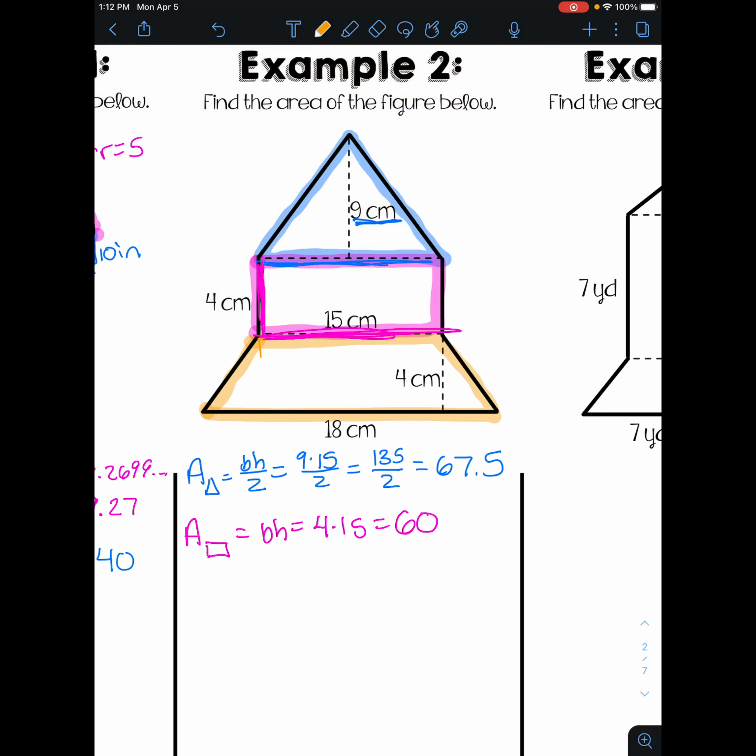Our trapezoid we're going to break up into 2 triangles and 1 rectangle. If this length here is 15, that means this is 15. Now if this whole length is 18, well, that means that there's 3 left over for each base of the triangle. So 3 divided by 2 is 1.5. So we have a base of 1.5, a base of 1.5.